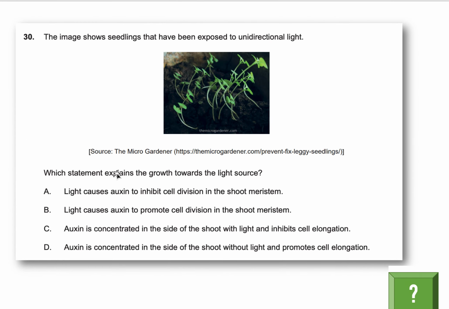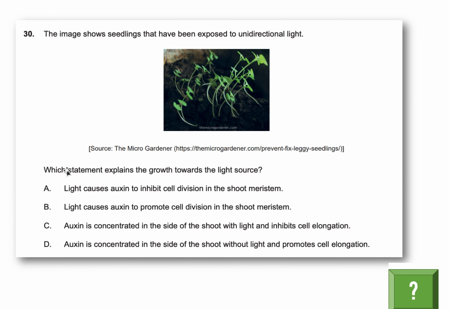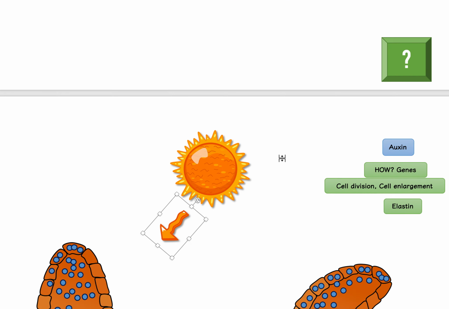So, coming back to this question, they show that they have these plants that have been exposed to light from one direction, okay? And we know that plants grow towards light, right? This is what we learn in this chapter. So what statement explains the growth towards the light source? So what reason would these plants grow towards the light for, okay? So quickly, let me refresh your memory.